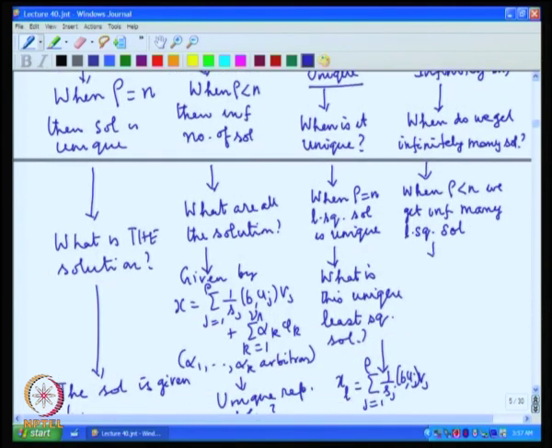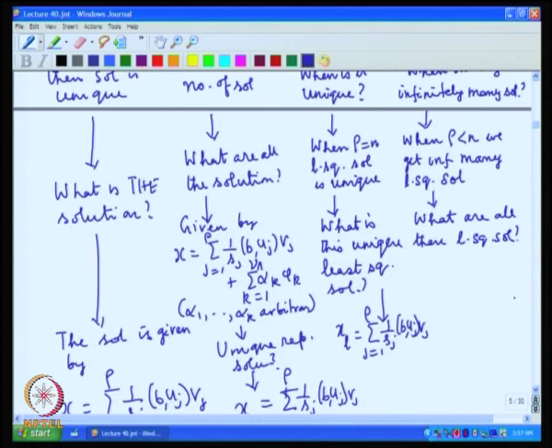What are all these least square solutions? That was the next question that we asked. Now we know how to get all these solutions. They are given by x equal to summation j equal to 1 to rho, 1 by s j b u j v j plus summation k equal to 1 to nu A, alpha k phi k, where alpha 1, alpha 2, alpha k are arbitrary.